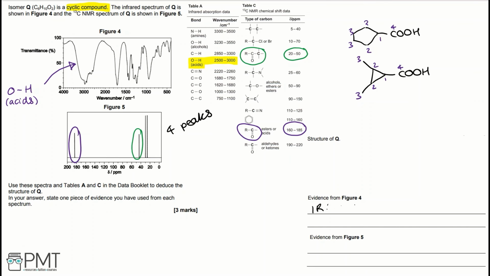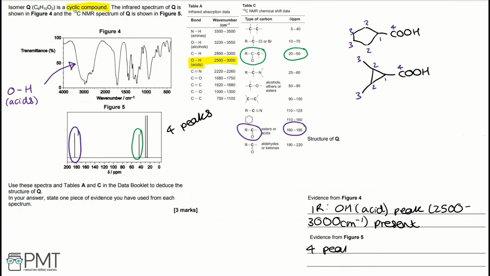So looking at the IR, we can talk about the OH peak, which is between 2,500 and 3,000, and it shows that we have this OH from an acid present. And then if we look at figure 5, we have 4 peaks in the NMR for figure 5, so that's our first bit of evidence.